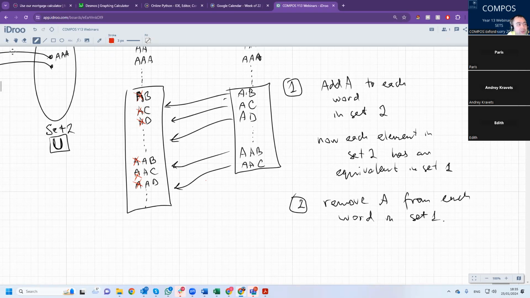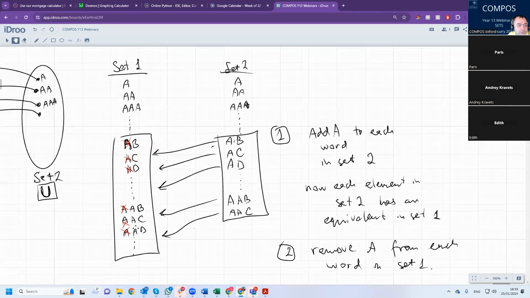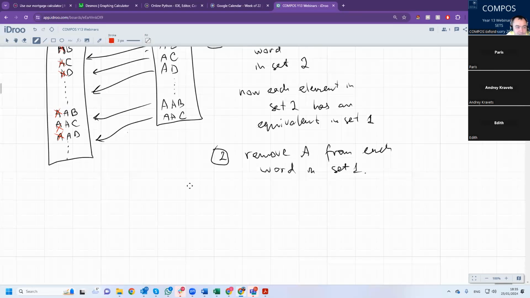Now each of the words on the left has exactly one equivalent on the right. Each word from set 1 has exactly one copy in set 2.